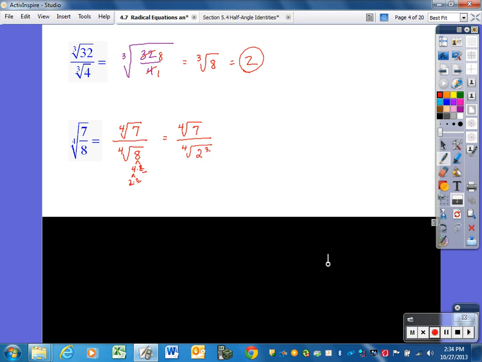To rationalize the denominator, we would need one more 2 down here to pull it out. So I must multiply by a 4th root of 2 over a 4th root of 2. Neither comes out, so it becomes the 4th root of 14 over, now I have 4 2's underneath, so 1 would come out. Always go to your smallest base. And do not assume you're going to multiply by just one more of them.